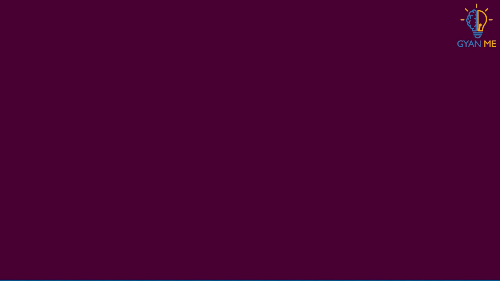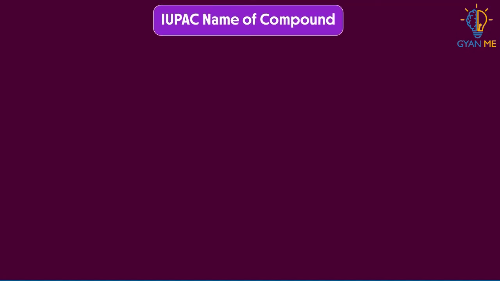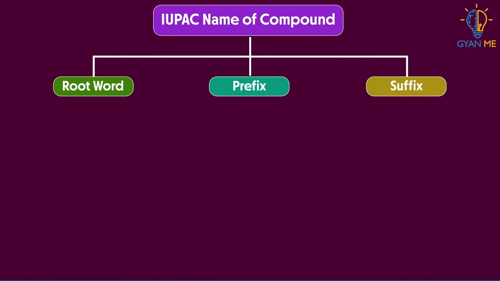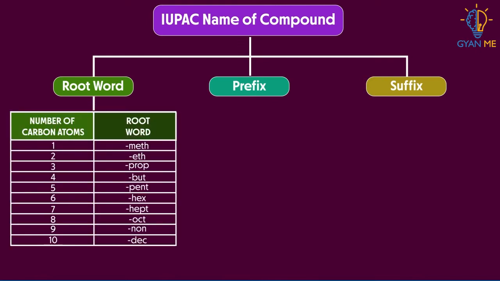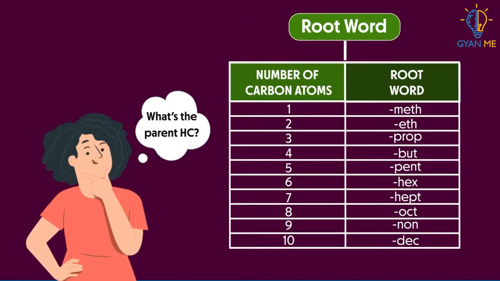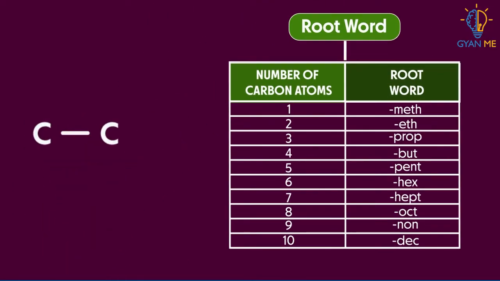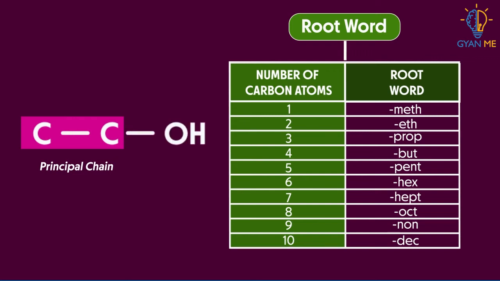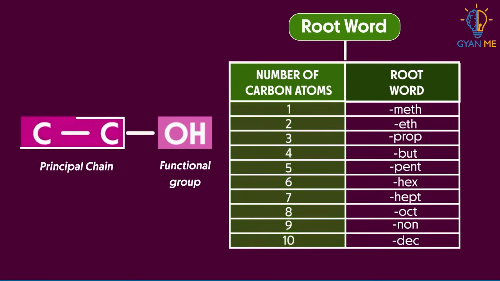According to these rules, the IUPAC name of any organic compound or any carbon compound has 3 parts: root word, prefix, and suffix. The root word gives the number of carbon atoms present in the parent hydrocarbon. Now, what's the parent hydrocarbon? It is the principal chain of the hydrocarbon compound that has the maximum number of carbon atoms and has the functional group attached to it. Remember students, it should have the maximum number of carbon atoms.